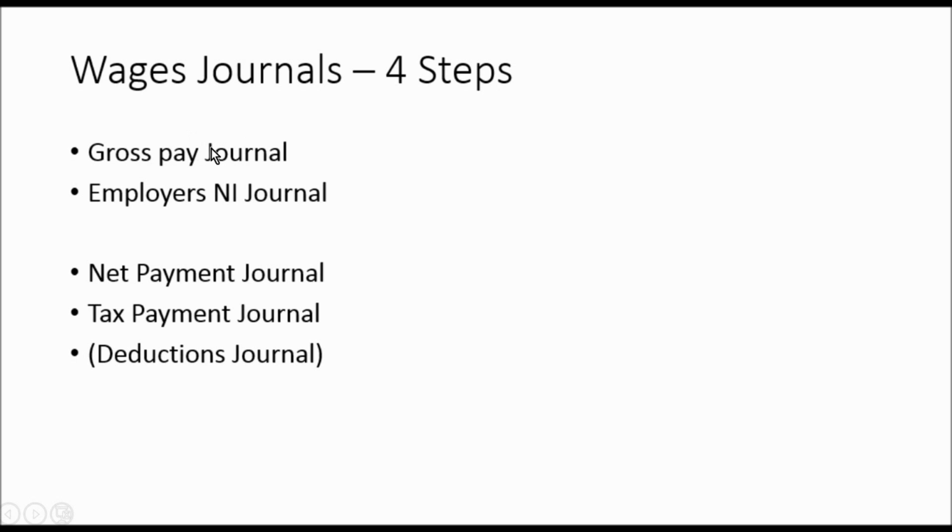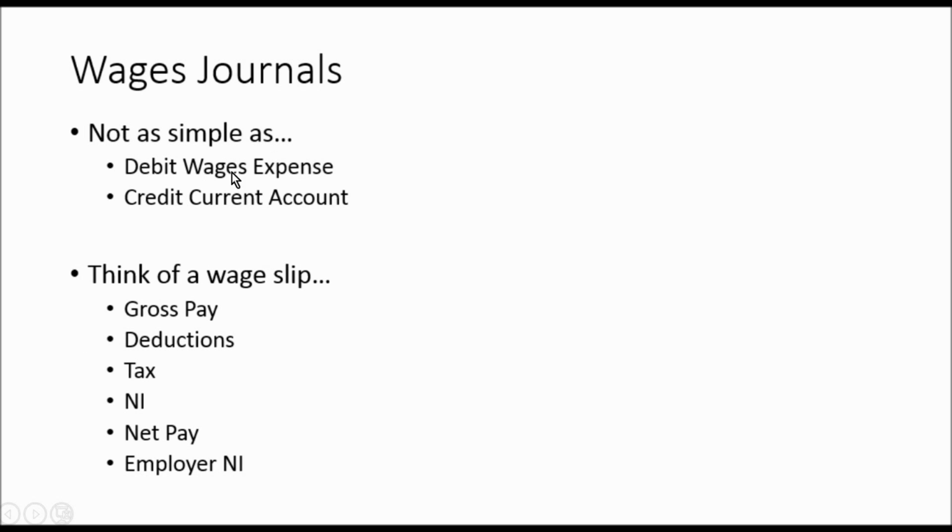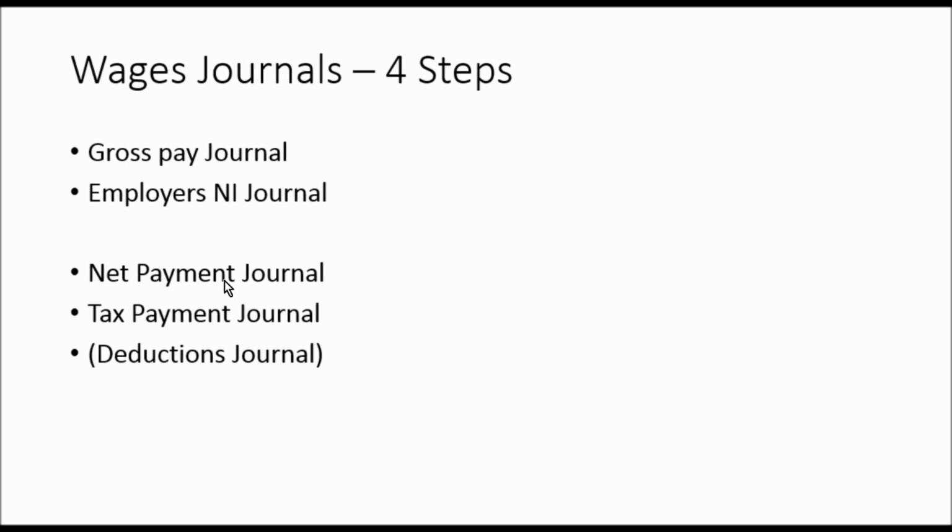The gross pay journal, the employer's national insurance journal, the net payment journal, and the tax payment journal. You can separate these into 2 categories. The first two are recording expenses and liabilities. The others are the actual physical transferring of cash from one account to another. If I go back to the slide at the top here, debit wages, credit the current account, that will be in this net payment journal here.